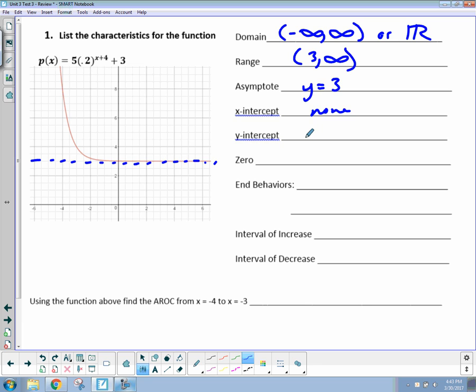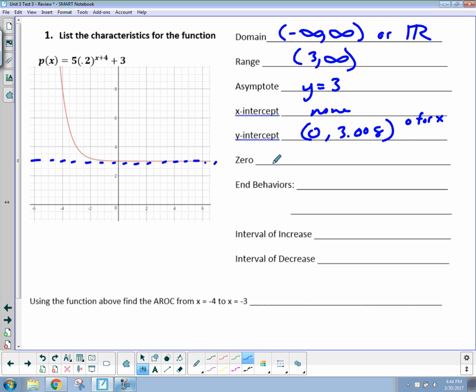Y-intercept is going to be 0. And we can't say it's going to be 3. I think in class we said it's 3. But remember, if we plug in 0 for x and then find y, we'll get 3.008. Really close, but not quite 3, okay? Because if it was 3, then that means it touched the asymptote, which is not supposed to happen. Remember, plug in 0 for x and then solve for y, okay?